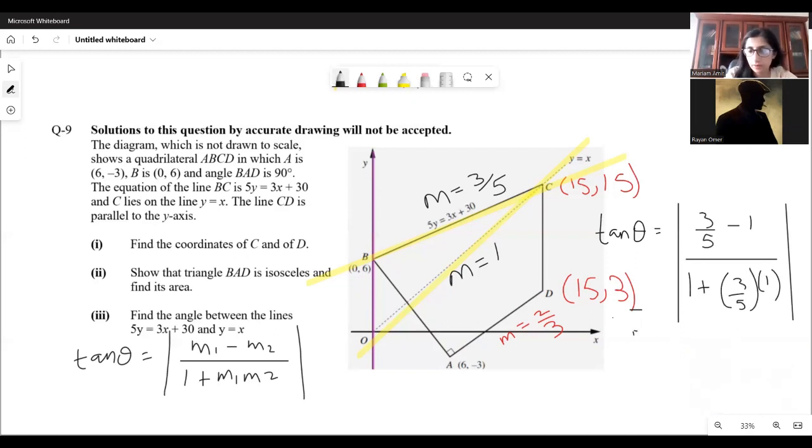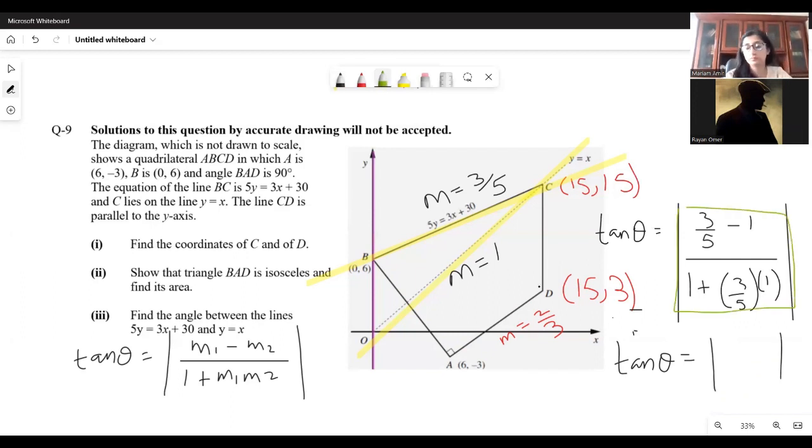Now let's simplify this fraction in our calculator. Tan theta is equal to modulus of, we need one fraction. So press the fraction key, in the numerator, press the fraction key again, 3 by 5 minus 1. And in the denominator, 1 plus fraction key 3 by 5. Tell me what's the simplified version of this.